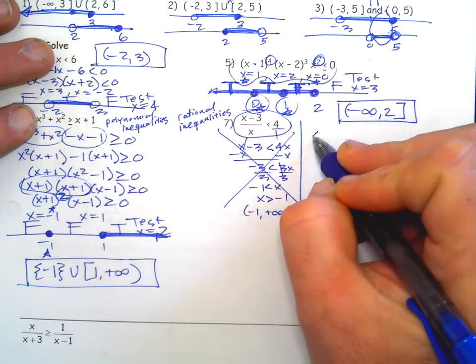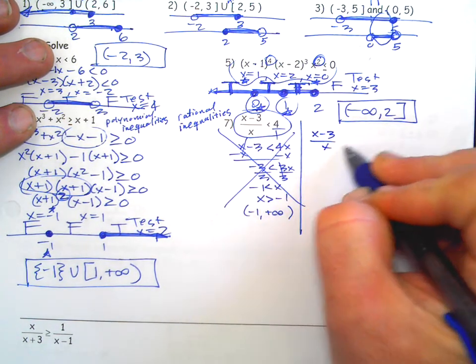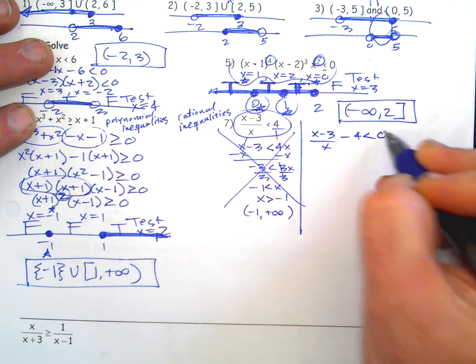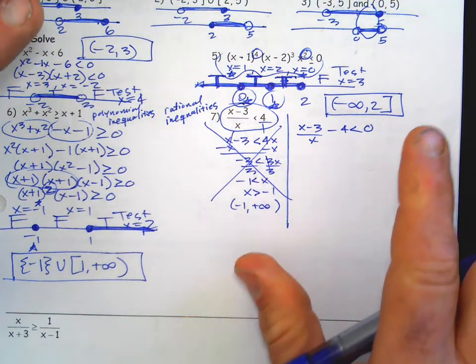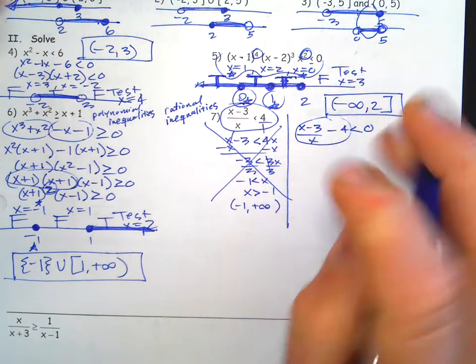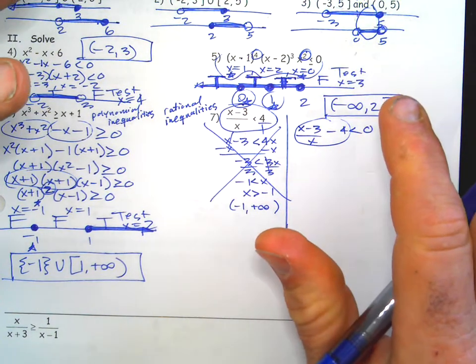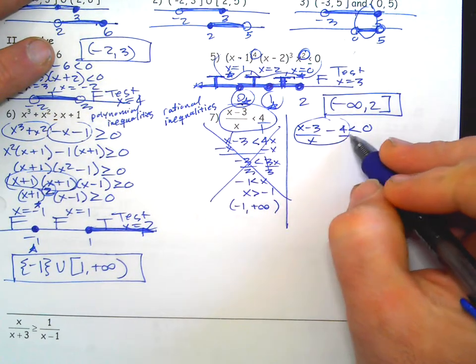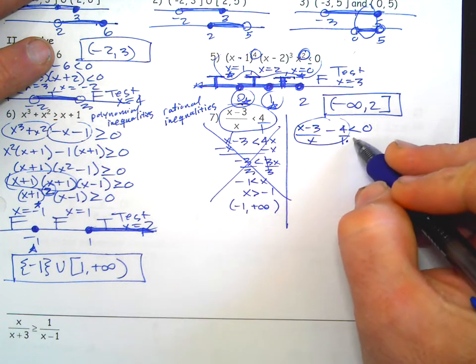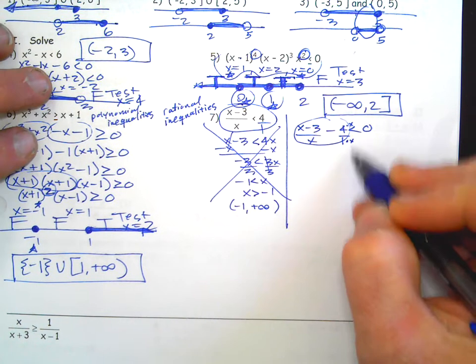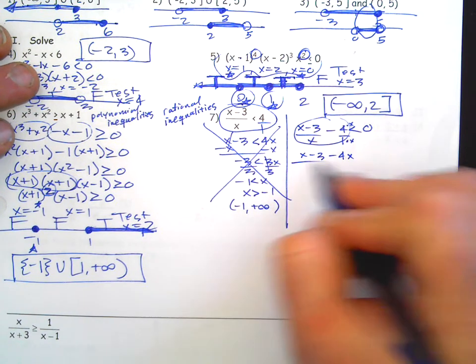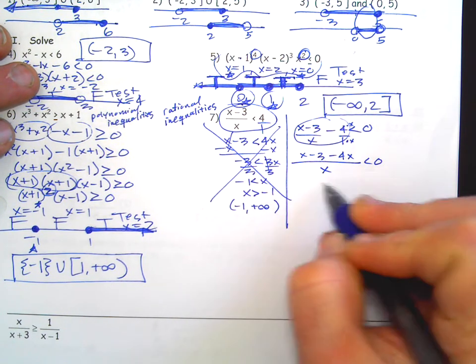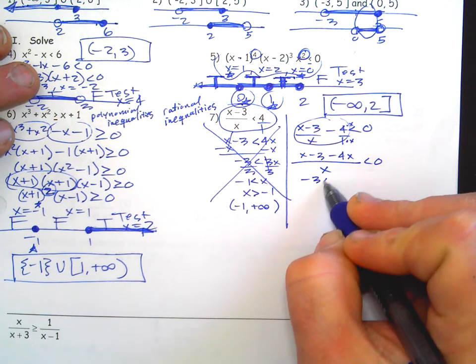But this is the way you want to do it. You want to move everything to one side. Oh, you mean just like what we've been doing on all the other ones? Yes, just like the same thing. Now, here's one of the big differences. I want to get this all into one big fraction, so I got to give these guys least common denominators. So this one's pretty easy. Multiply top and bottom by x. So this is going to be x minus 3 minus 4x all over x.